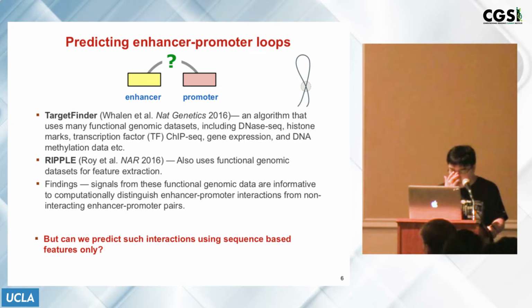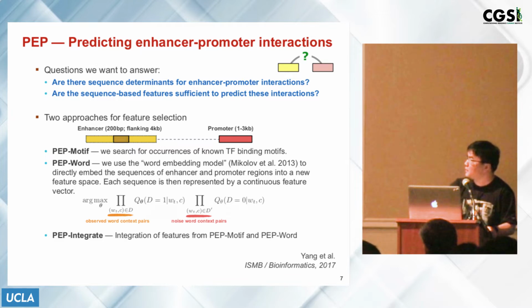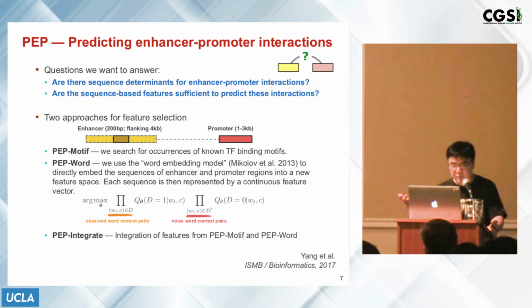But we're interested in a slightly different question. Assume you forget about all these functional genomic signals in the regions surrounding enhancers and promoters. If you only look at sequence-based features, can you build a predictive model using only those features to make such predictions? So the two questions are: are there sequence determinants for promoter-enhancer interactions? Are these sequence-based features sufficient to accurately predict these interactions?